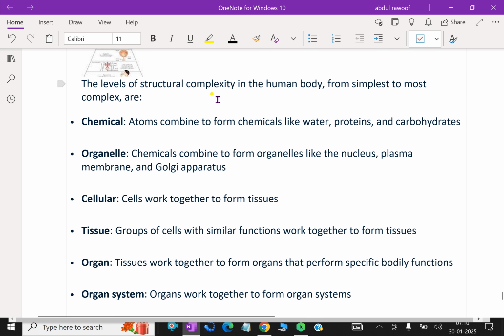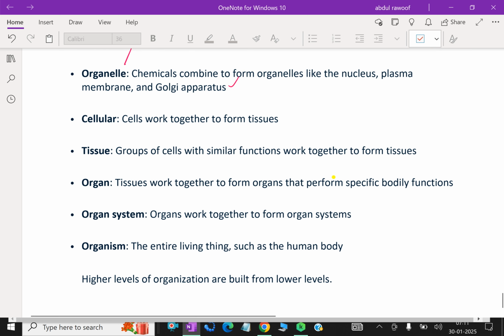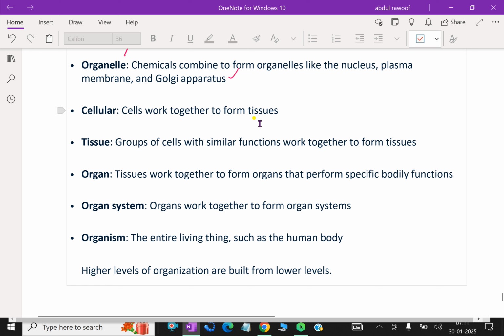The levels of structural complexity in the human body, from simplest to most complex, are: chemical, where atoms combine to form chemicals like water, protein, and carbohydrates. Organelle: chemicals combine to form organelles like the nucleus, plasma membrane, and Golgi apparatus. Cellular: cells work together to form tissues. Tissues: groups of cells with similar functions work together to form tissues.